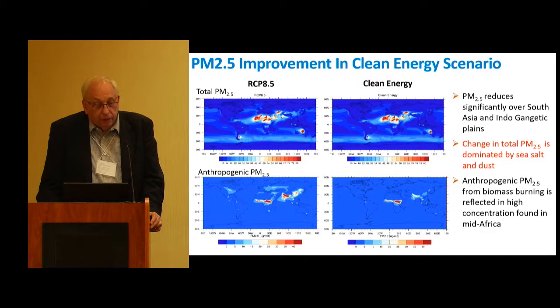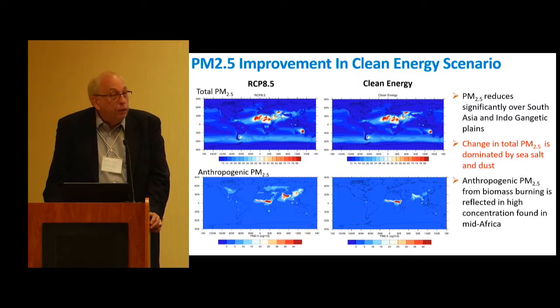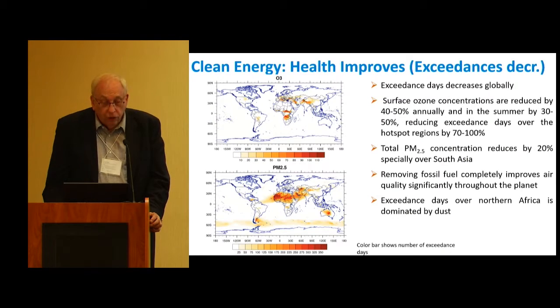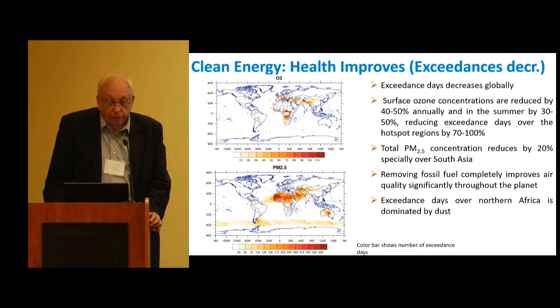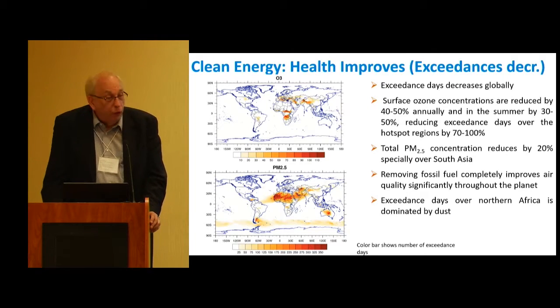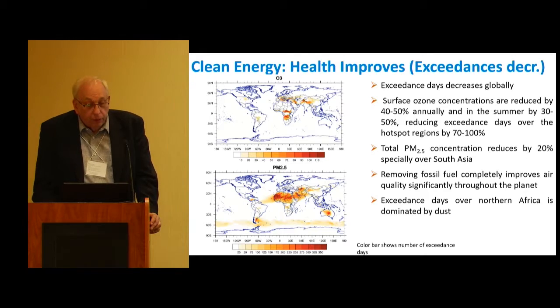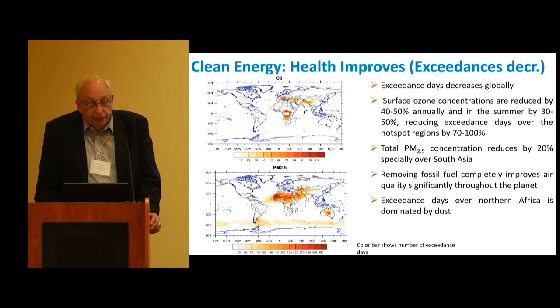Whereas the clean energy scenarios in general otherwise show a very significant reduction in the amount of PM 2.5. Now, if we turn to looking at exceedances, the exceedance days, both for ozone and for PM, decrease globally. Surface ozone concentrations are reduced by 40 to 50% annually, and in the summer by 30 to 50%, reducing the exceedance days over the hotspot regions by over 70%. Total PM 2.5 concentrations are reduced by 20%, especially over South Asia.